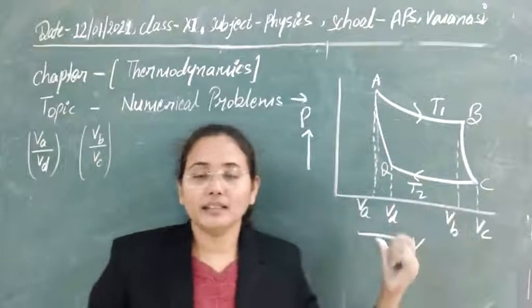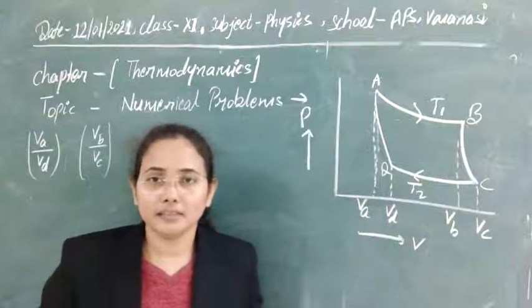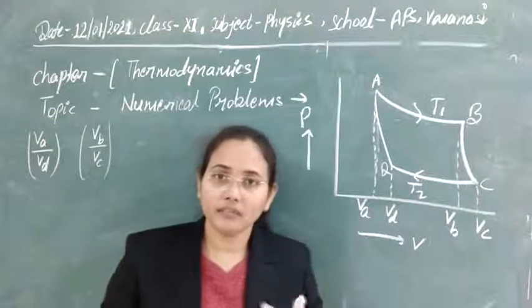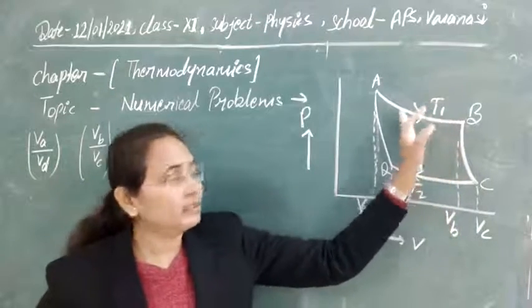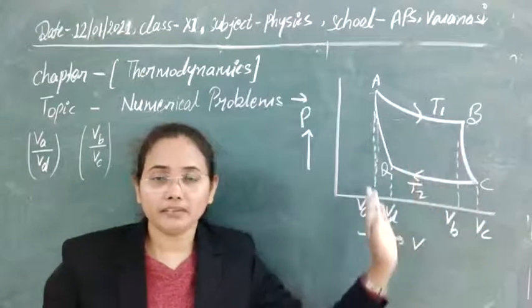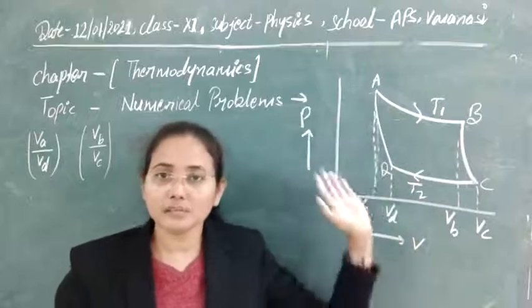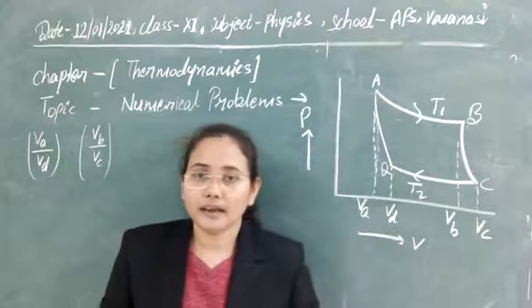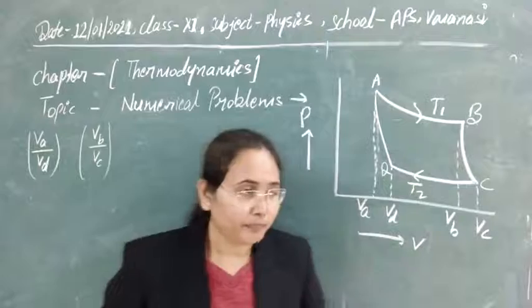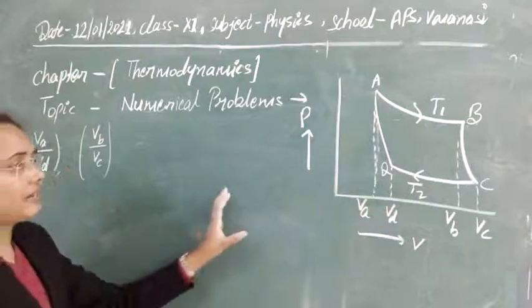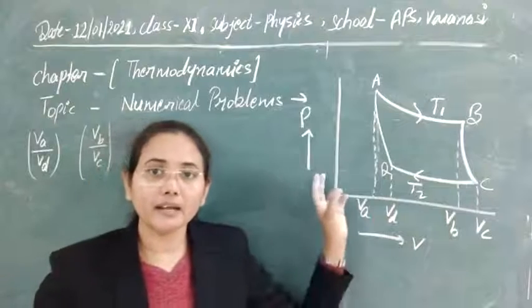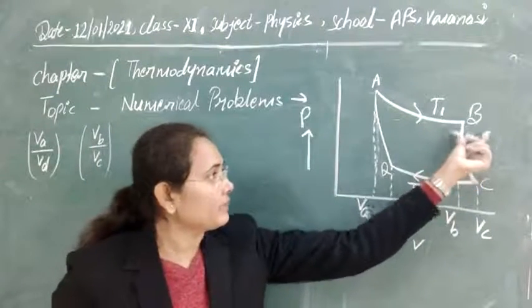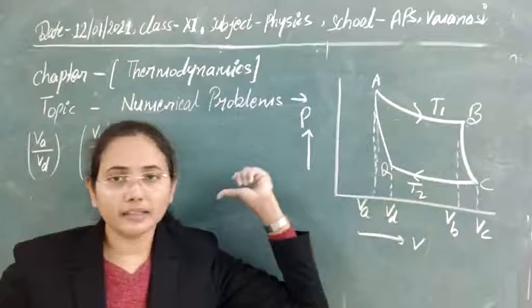Actually, this is the cycle that is given for the heat engine. In the heat engine, the process is first isothermal, after that adiabatic, again isothermal, then adiabatic. In this way the system works continuously, and we are getting work from the system. So the question is, for the adiabatic parts, BC and AD, that are given here.